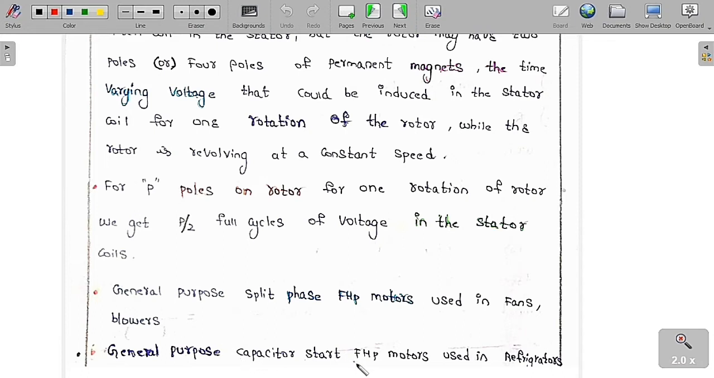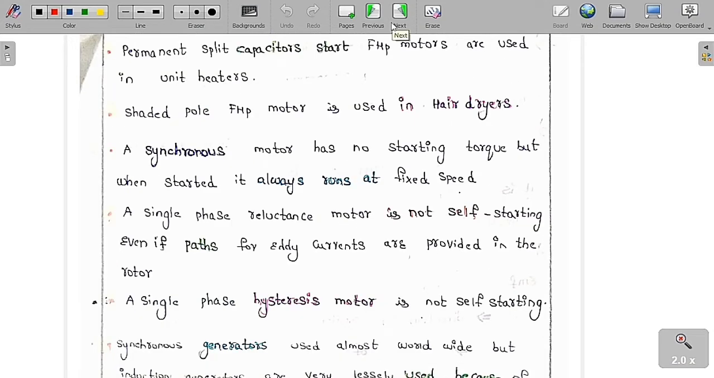General purpose capacitor start FHP motors are used in refrigerators. So listen carefully, the general purpose capacitor start FHP motors are used in refrigerators. Whereas the permanent split capacitor FHP motors are used in unit heaters. Whereas the stator pole FHP motors are used in hair dryers.